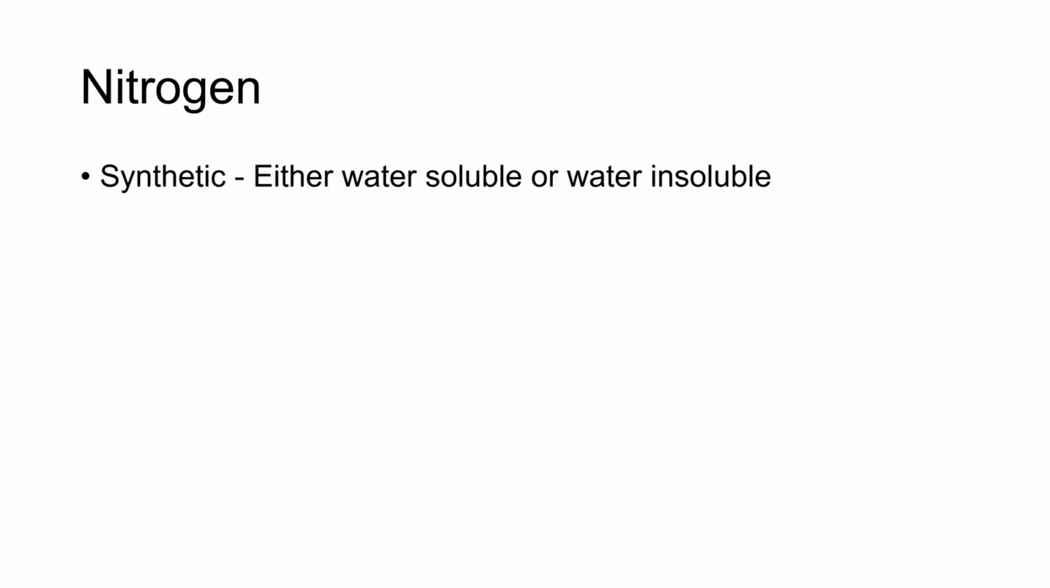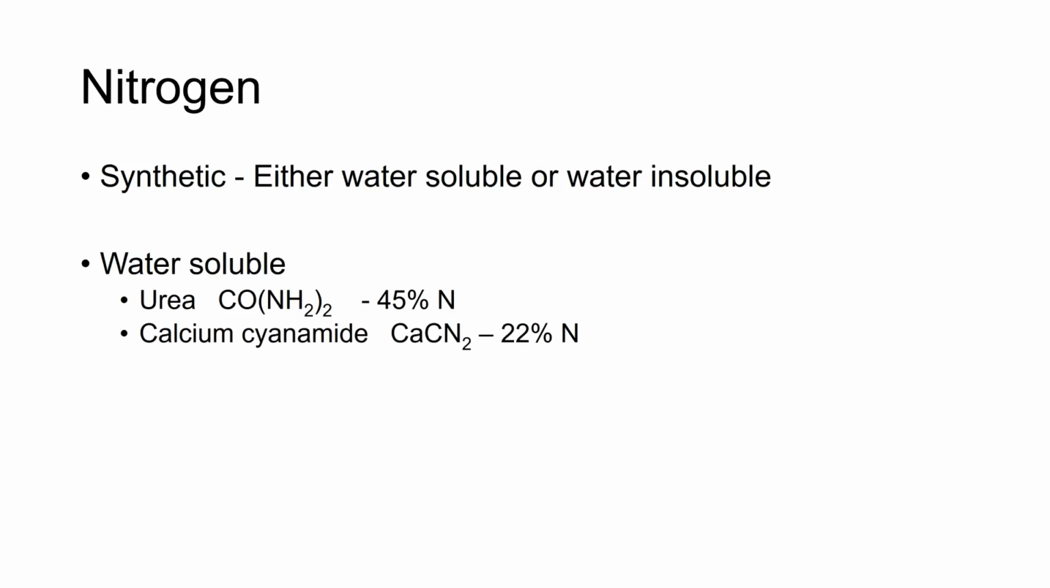We've got synthetic type nitrogens. These can be either water soluble or water insoluble. These are created in a factory. Water soluble types include things like urea. Urea is 45% nitrogen. Urea is not gotten out of the sewage treatment plant. They actually chemically create it in a factory. You've got calcium cyanamide. This is a calcium with a carbon and 2 nitrogens on it. It's 22% nitrogen. This is water soluble.